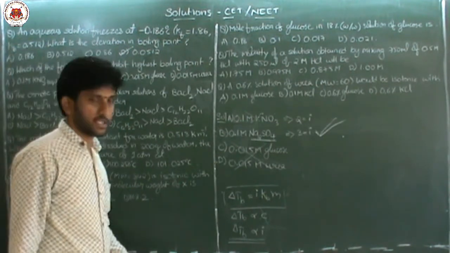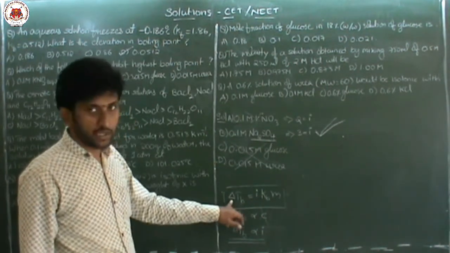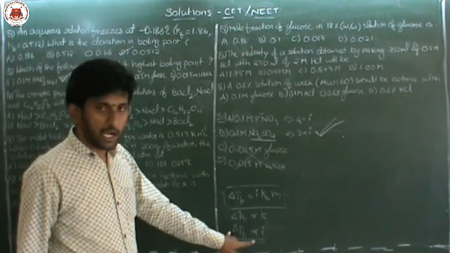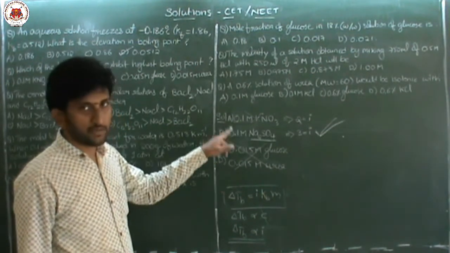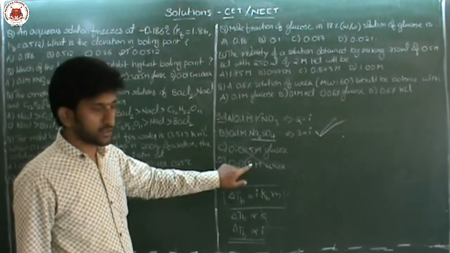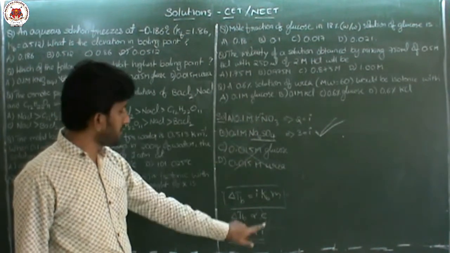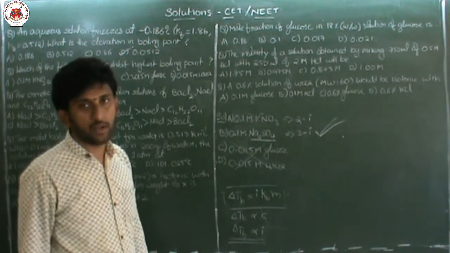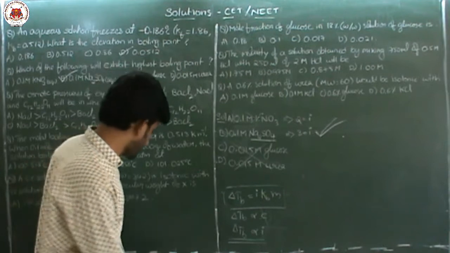Okay. So the first thing is delta Tb is equal to i into Kb into m. Means boiling point elevation is directly proportional to concentration and also directly proportional to the van't Hoff factor. So first, with respect to concentration, these two concentrations are higher, these two lower. So eliminate them. Among these two, which is highest boiling point? That depends upon the i value. Which electrolyte is having the highest i value? That one will have the highest boiling point. So answer is B.